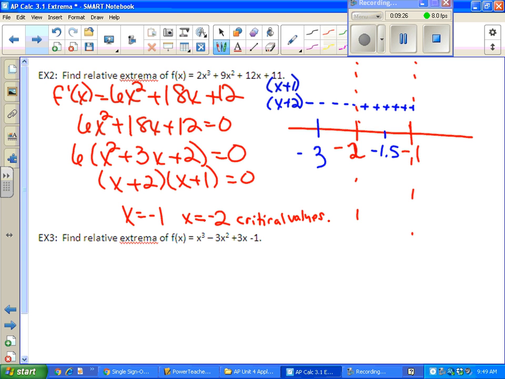Everybody good? Now, let's put a number in here bigger than -1. I'm going to try the easy 0, right? What's 0 plus 2? All I care about is positive or negative. Positive. Everybody understand? Everybody good?